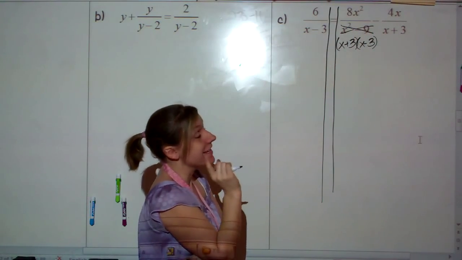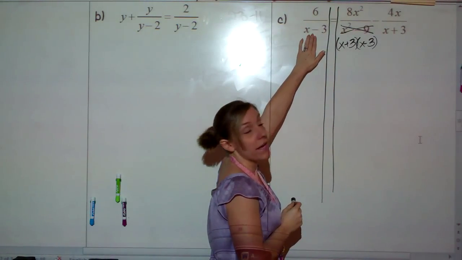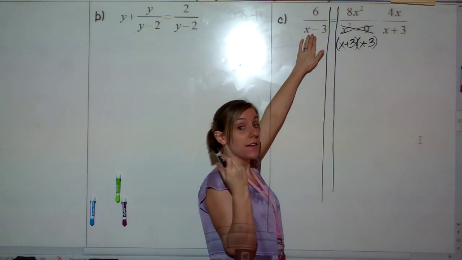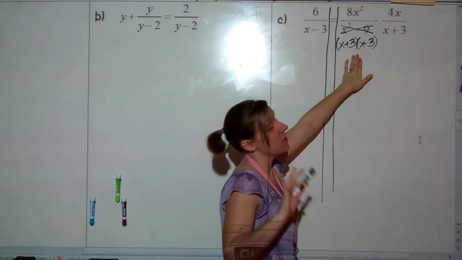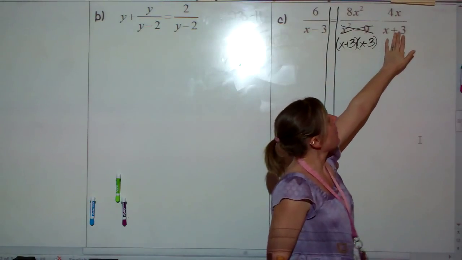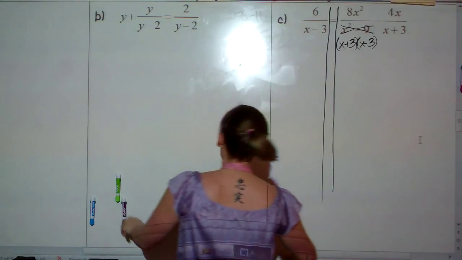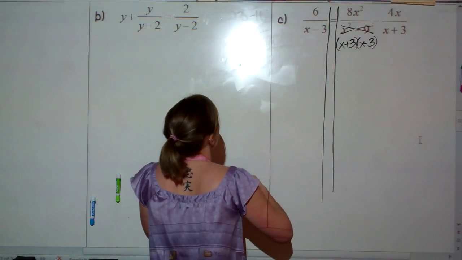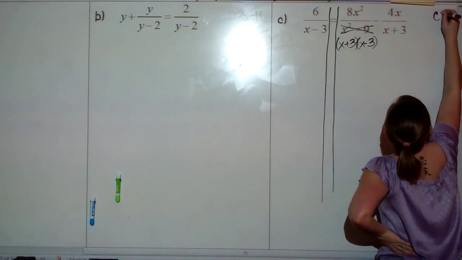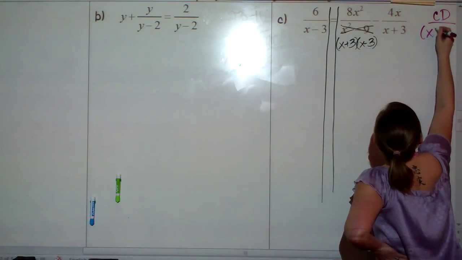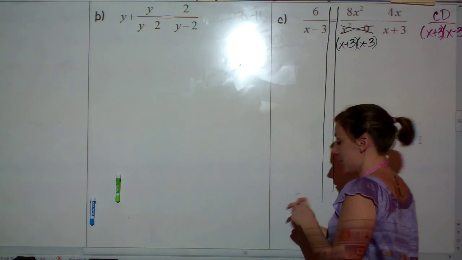Alright, so now when you look at your common denominator, this one has an x minus 3, so it is missing the x plus 3. This one's got both, so we don't have to deal with that one, it's already ready. And then this one is missing the x minus 3. So the common denominator, if you want to have it in mind, let's see if I can write it over here, would be x plus 3 and x minus 3.